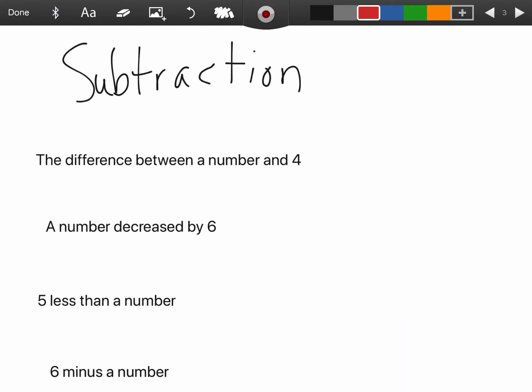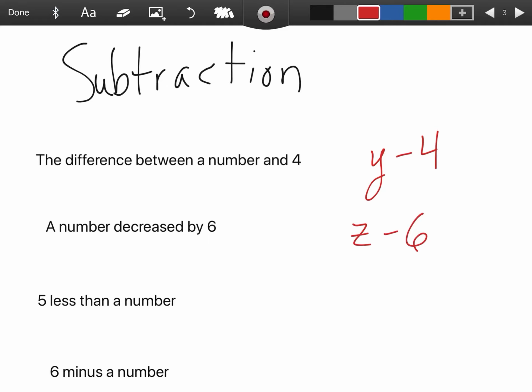These all indicate addition. All right, for subtraction now, we have the difference between a number and 4. So let's use y for this one. We'll say that's y minus 4. So the difference between that indicates subtraction. A number decreased by 6. I'll do z minus 6.